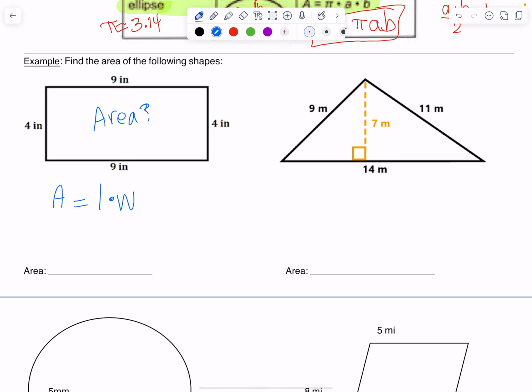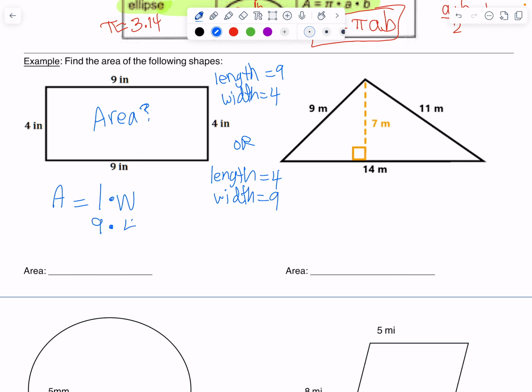Like I think I mentioned earlier, it doesn't matter which one's length. You could say length is 9 and the width is 4, or you can switch them. If someone says length is 9, width is 4, and their friend says no, length is 4 and width is 9, it doesn't matter. It's going to end up being the same thing. Either I'm putting 9 there and 4 here, or switch them, when you multiply, they're the same thing.